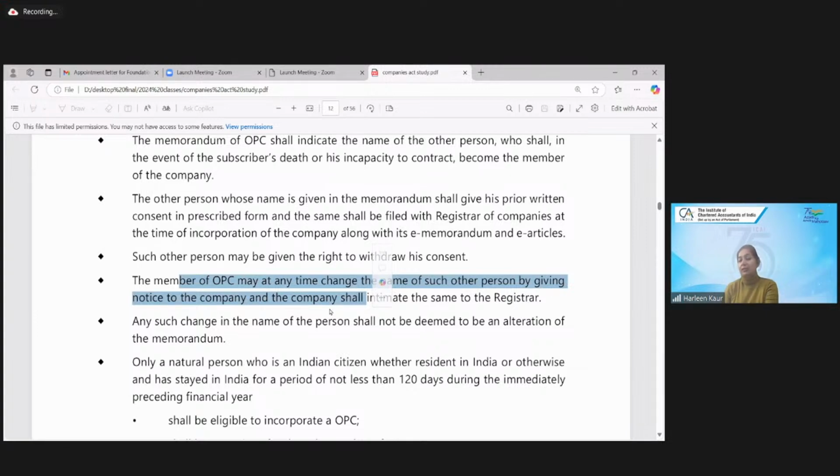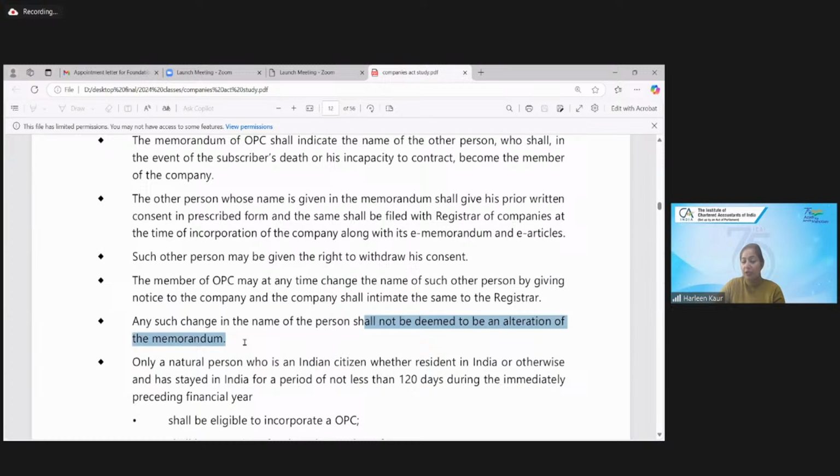Let's assume Mr. A says, I am not happy with Mr. B. I don't want him to be my nominee. Now I want Mr. C to be my nominee. Then he will change the name of this nominee. He will give a notice to the company and also send the notice to the registrar. The company will make an entry in its record that now Mr. C is the nominee, and the same also needs to be filed with the ROC. Any such change shall not be an alteration in the memorandum.